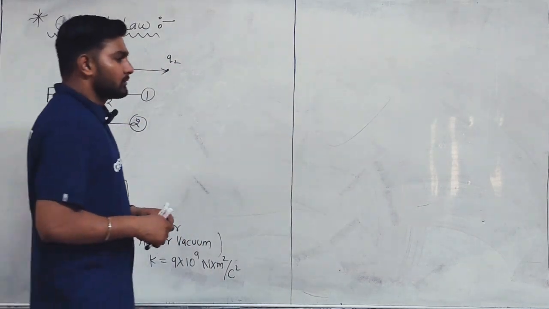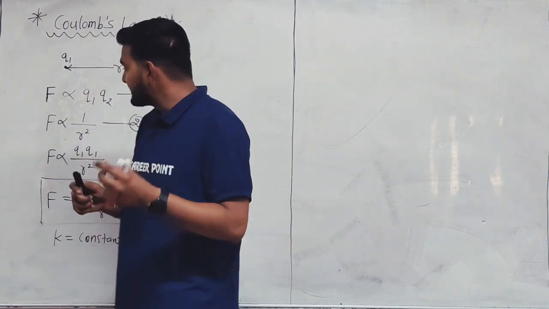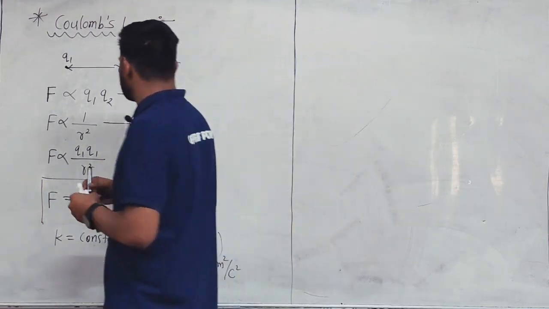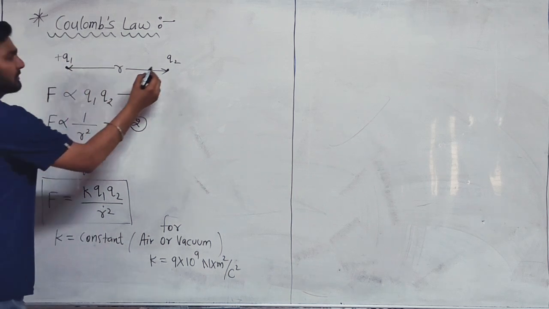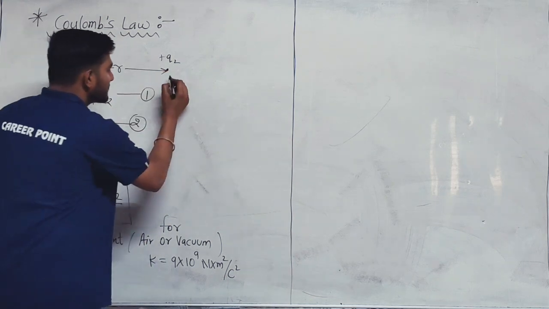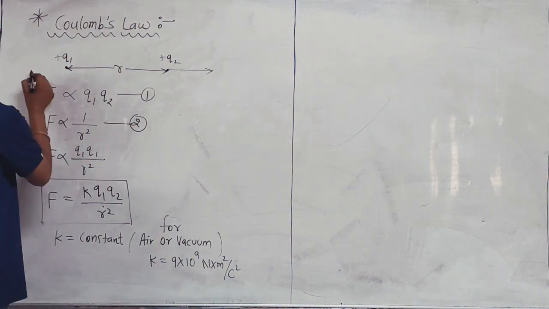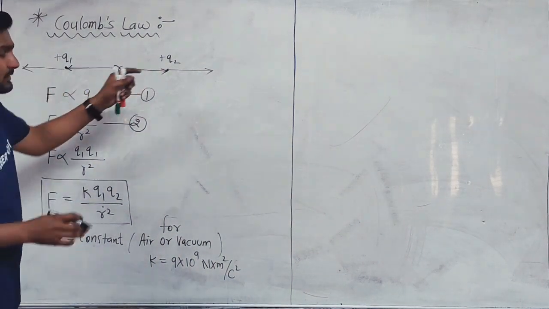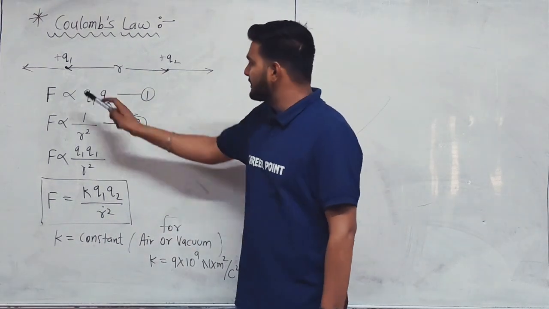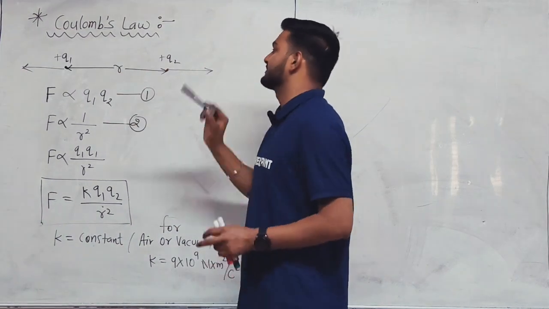We know that force is a vector quantity and it has a direction. So what will be the direction of this force? Let's suppose this q1 is positive and this q2 is also positive. So this q1 tries to repel this q2 in this direction, away from it, and similarly this q2 tries to repel this q1 in this direction. So the direction of this force is along the line joining the centers of these two charges.